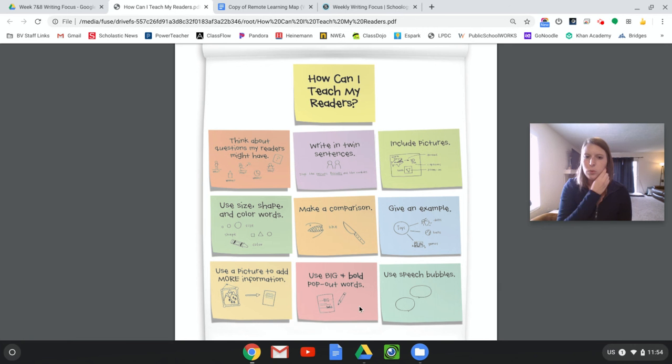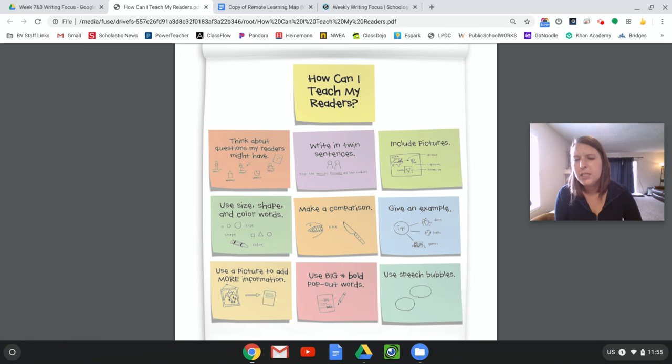Using big and bold pop-out words. In this tiger book, I actually don't have any examples of that, but it's a really easy thing to add when you're writing a really important word. Don't do it all the time. Save it for those really important words. When you have something super important, you can really make it bold. You can see down here, this word is darker. Maybe you kind of go over it when you're writing. You go over it a couple times to show how important that word is.